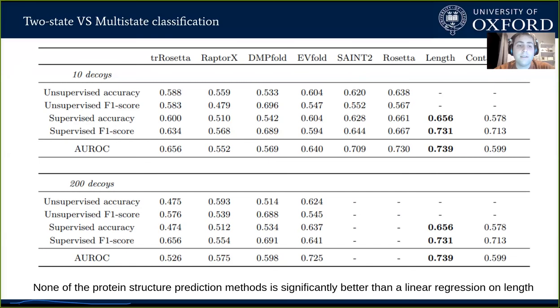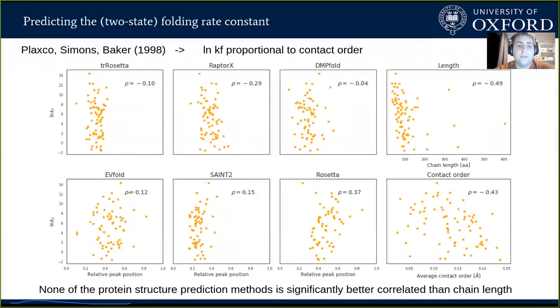The second test that I tried to run is related to the folding rate constant. And this was inspired by a classical paper by Plaxco, Simons, and Baker that noticed there was a significant correlation between the average contact order of the native structure of a protein and the folding rate constant of the same protein, assuming that it folded by a two-state mechanism. So I looked at all of my trajectories and tried to examine whether there is a similar correlation between the trajectories and the folding rate constant.